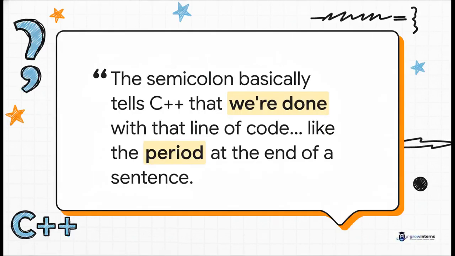And what about that little symbol at the very end? The slide here puts it perfectly. The semicolon is basically the period at the end of a C++ sentence. It tells the computer, okay, that instruction is complete, move on to the next one. I guarantee you, forgetting the semicolon is the number one mistake every beginner makes. Every single statement needs one.